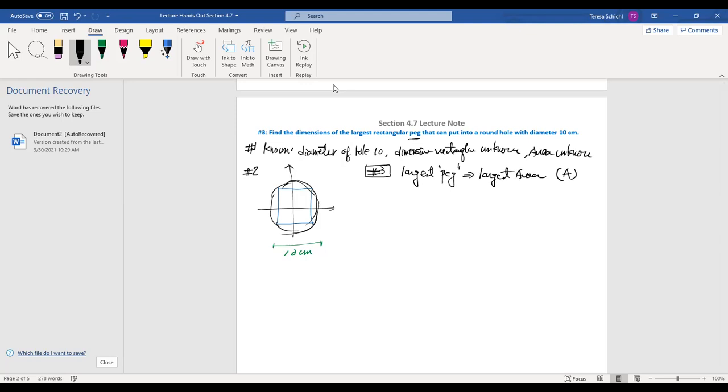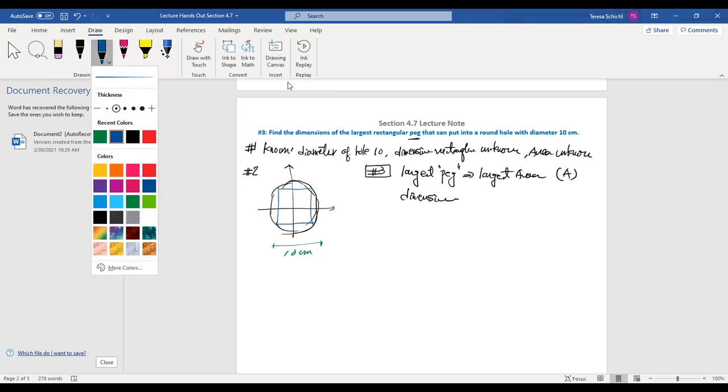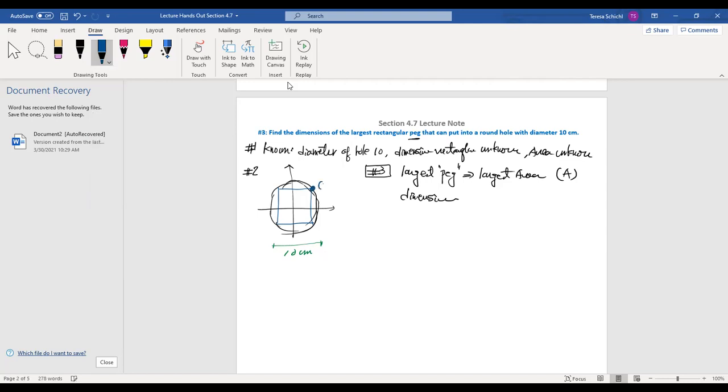Let's say the area is A here. And then we need to know the dimensions. So let's label the dimensions of this rectangle. If these are the coordinates x, y, then this length is x, right? And this is y, and this is y here. So the equal length is here.